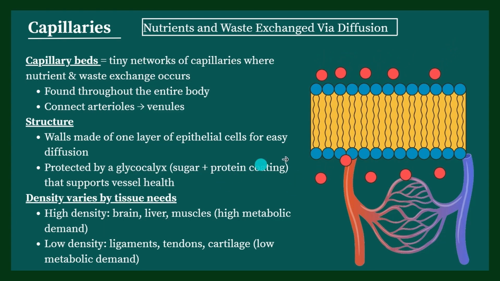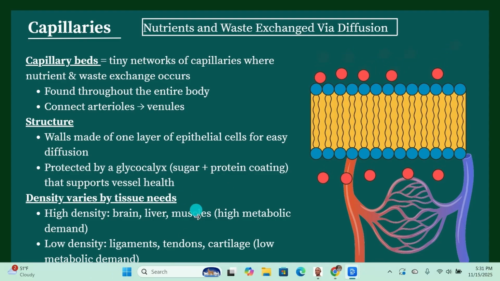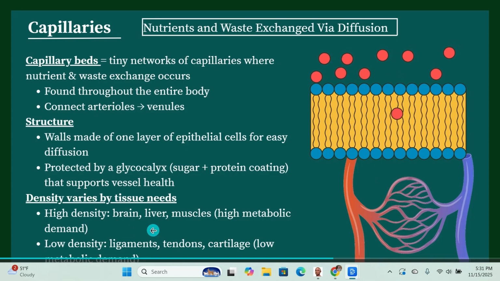The density of the capillary beds all over the body varies by what the tissue needs. If it's a part of the body that needs a lot of blood and a lot of oxygen, like your brain, your liver, or your muscles, then you need a high density of capillaries. And vice versa, like your ligaments, tendons, and cartilage, they don't need a whole lot of blood. That's why they have a low density of capillary beds, but they do have some.